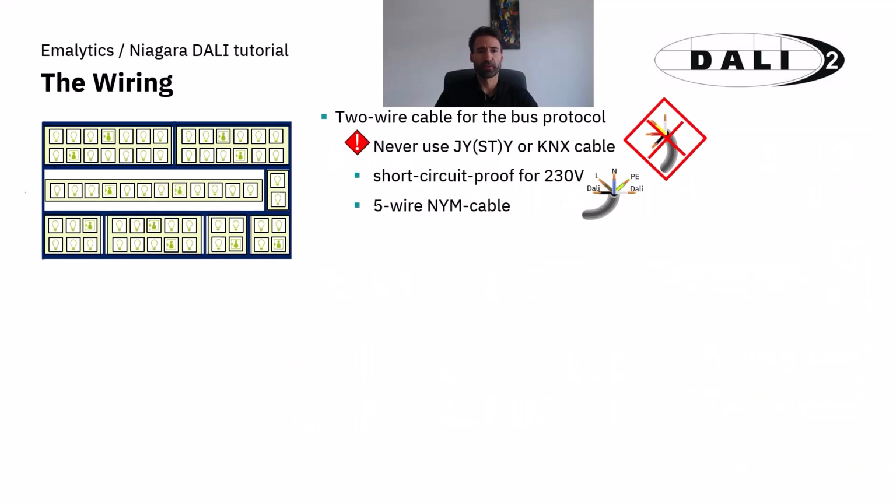Let us now talk about the wiring in detail. First of all, we have a 2-wired cable for the bus protocol. Additionally, we have the power supply of the actors. To save installation costs, we should use one cable for both. But we should never use a KNX cable, because in the event of a wiring fault, the high voltage is available on the bus line, and the bus line should withstand the high voltage. So we can just use a 5-wire NYM cable.